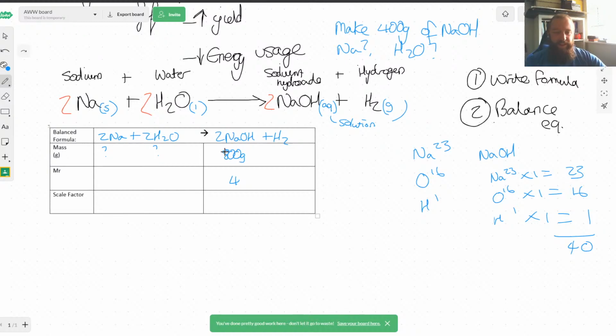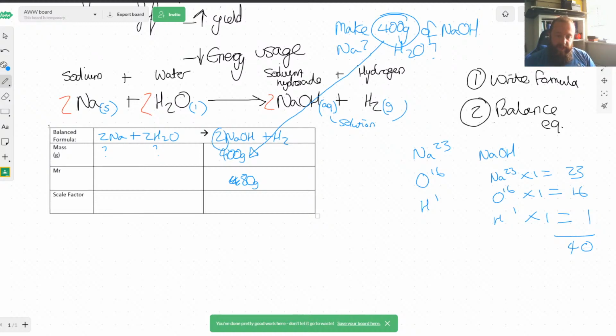Let me just get rid of this for a second. I want to put 400 in here and double up this mass. So 40 times 2 is 80. I'll go through that again because I realised I haven't had enough coffee this morning and I've already made a mistake. So that figure there is the figure that goes there.